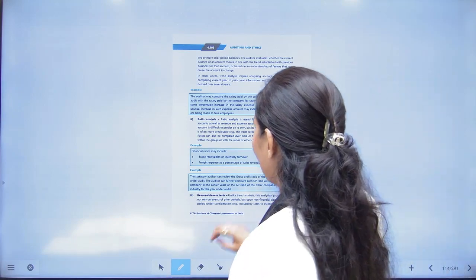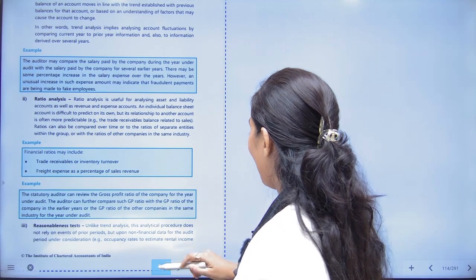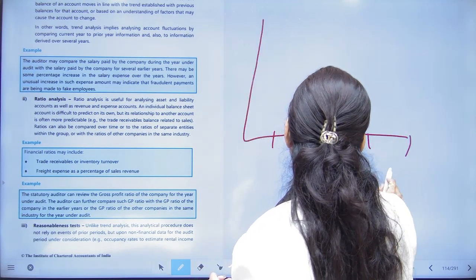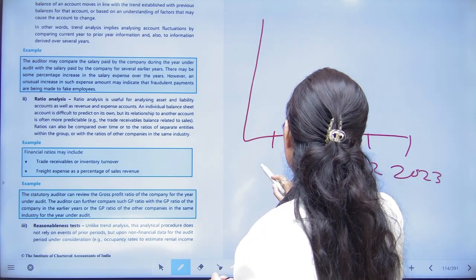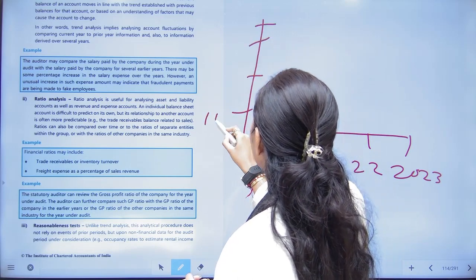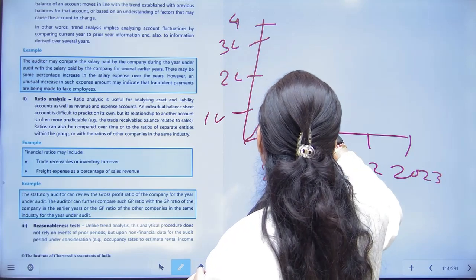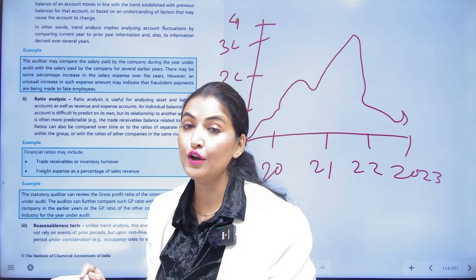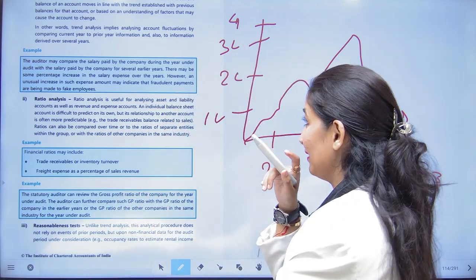Trend analysis is nothing but you trying to compare it with other periods, like salary of 1 year is compared with other years. We are in 23, 22, 21, 20. And this is the amount of salary: 1 lakh, 2 lakh, 3 lakh, 4 lakh. So you are actually looking at how the salary is provided. You see the trend of the salary. So this is how you do the trend analysis.